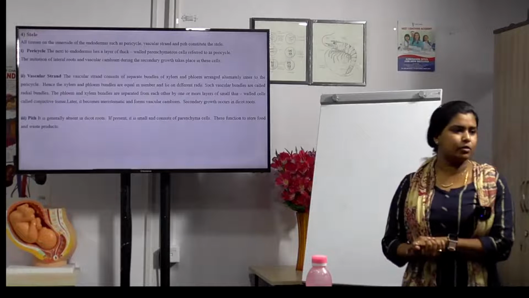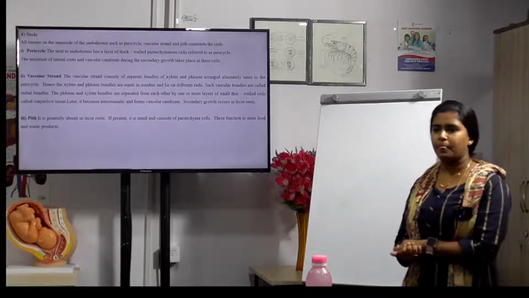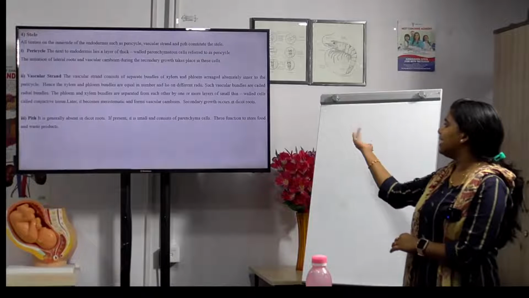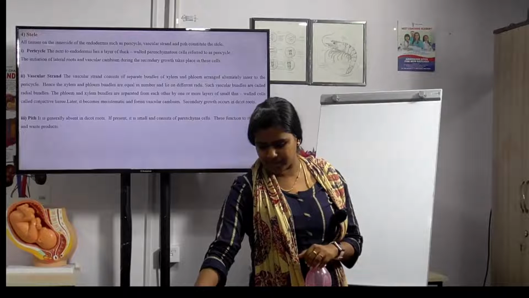Pith enga present la irukum? Where is it present? Okay, in the center of the particular thing. Okay, center la dhan irundhu pith munadi paakumbodhu. These function to store food and waste products only, that is the pith's function, but it's absent in dicot roots.